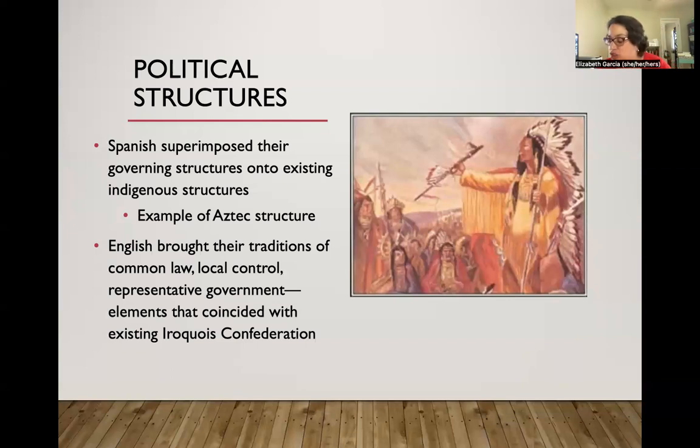The English brought their traditions of common law, local control, and representative government, but it also worked here because the Iroquois Confederation existed and already had a very similar governing structure, so they could superimpose that onto an existing structure. The image depicts Hiawatha, the Iroquois leader, who is believed to have brought the idea of the Iroquois Confederacy and democracy.